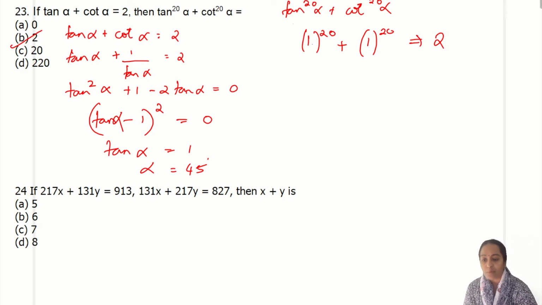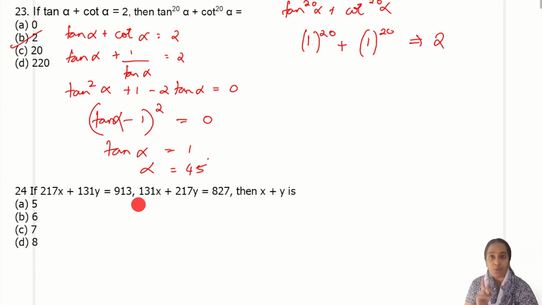If you look at both the linear equations, what do you have, children? Look at this, the coefficient of x is 217, which becomes the coefficient of y here. The coefficient of y in the first equation is 131, which is the coefficient of x in the second equation. If you have this model, you do addition of both the equations and subtraction of both the equations. Then you get x plus y equal to something and x minus y equal to something, and you can solve those two linear equations and find the values of x and y.